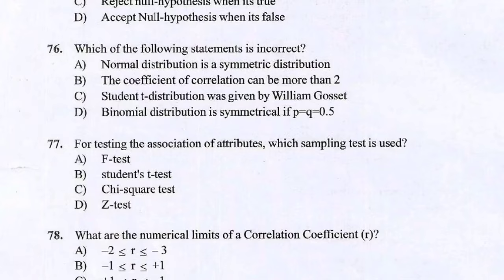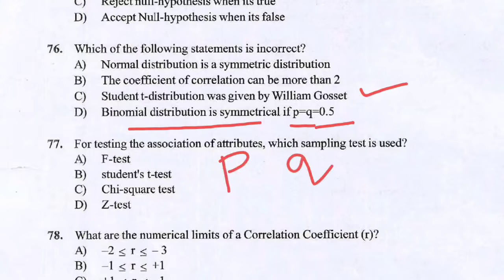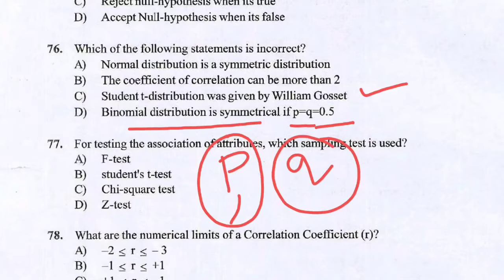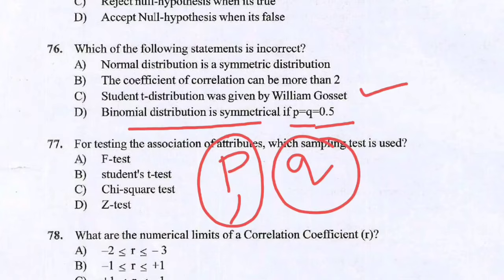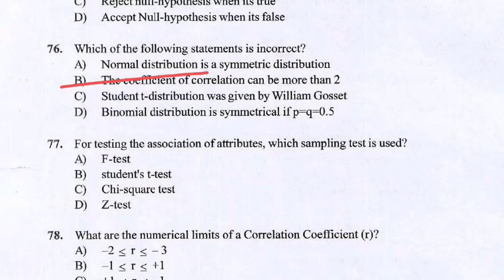Student T distribution was given by Gossett, that is true. Binomial distribution is symmetrical if P is equal to Q is equal to 1/2, that is true. Where P denotes the probability of success, Q denotes the probability of failure. So correct option should be B option here.